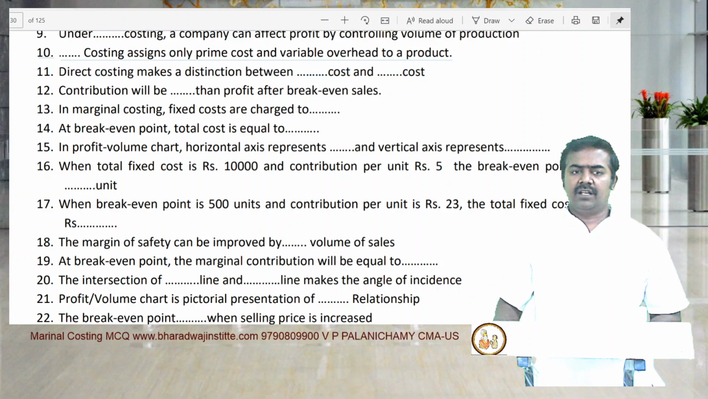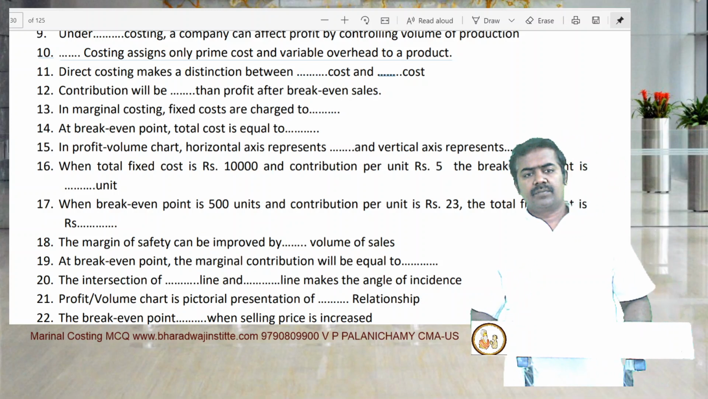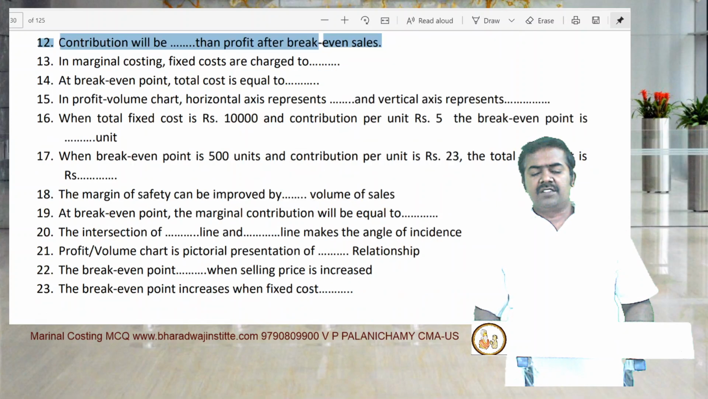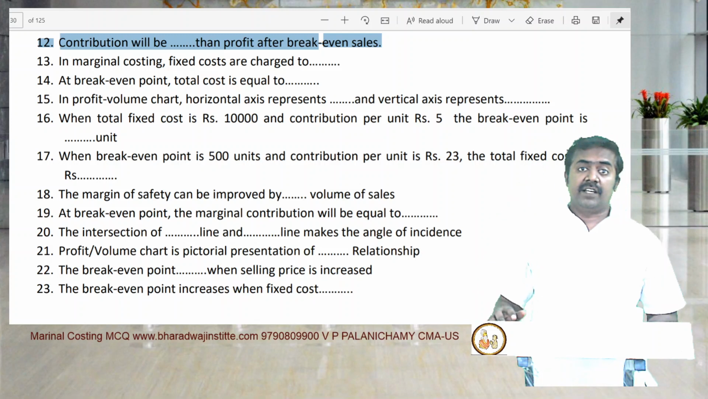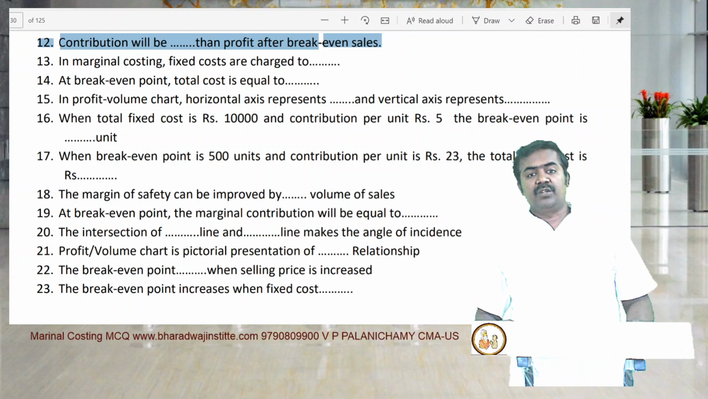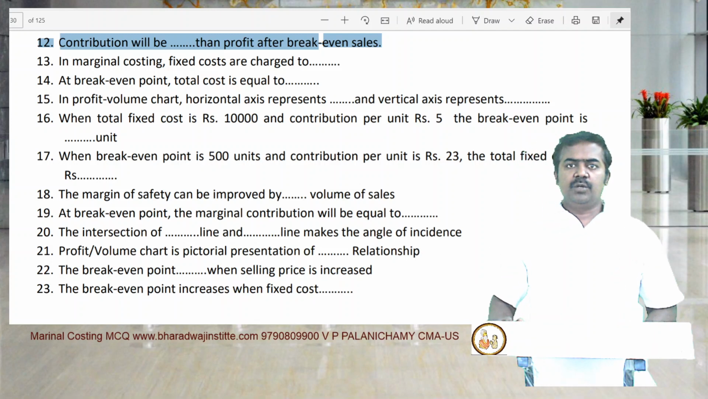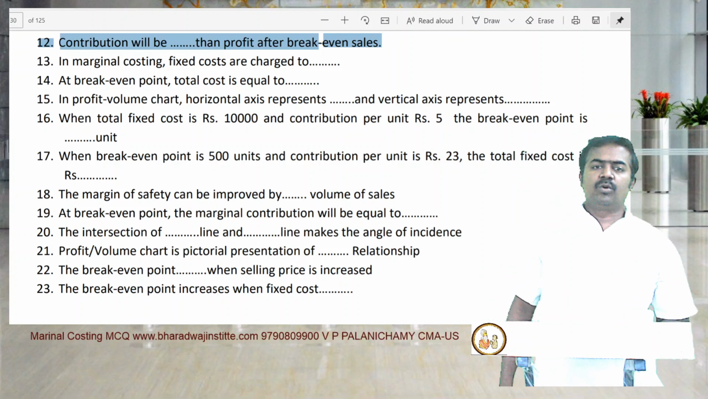Okay, question number 10, marginal costing. This one is variable cost and fixed cost. Contribution will be more than fixed cost after break-even sales. Below the break-even sales, loss. Beyond the break-even sales, contribution will be more than the fixed cost. Only then you will get the profit.